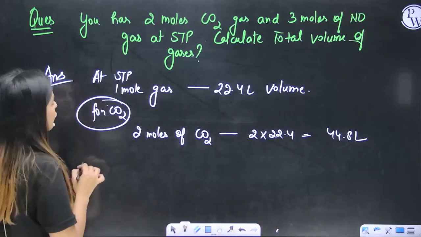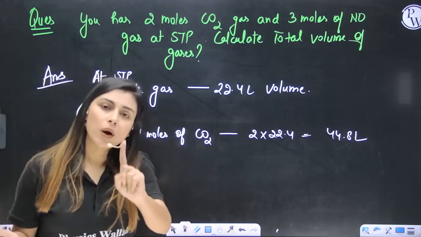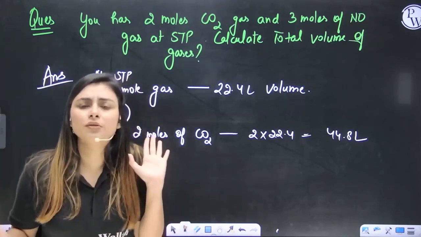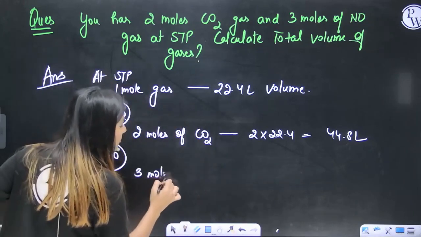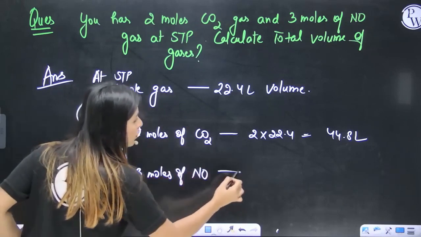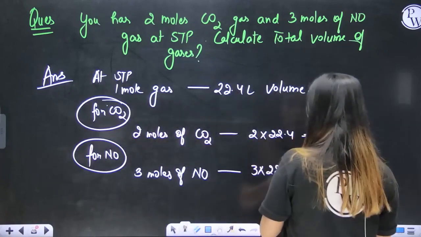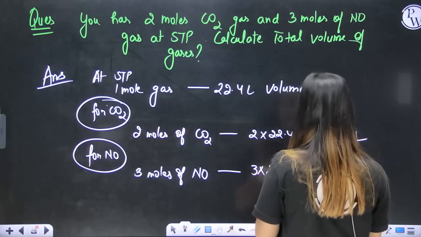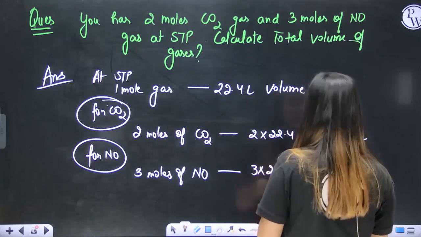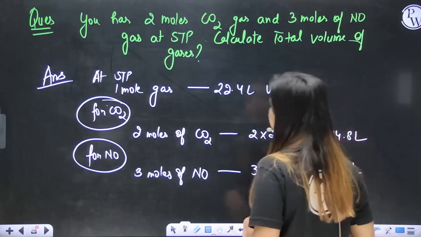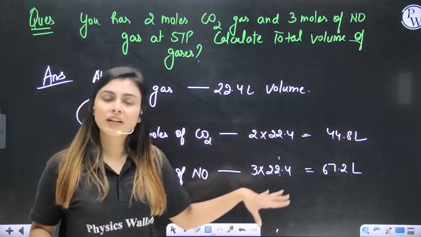Now let's calculate for NO. So for NO, I know that, again, be it any gas, 1 mole of gas occupies 22.4 liters of volume. I have 3 moles of this gas. So 3 moles of NO will have 3 into 22.4, which is equal to 67.2 liters of volume. Please check the calculation, it could be wrong. Okay. So this is how you will calculate both volumes.